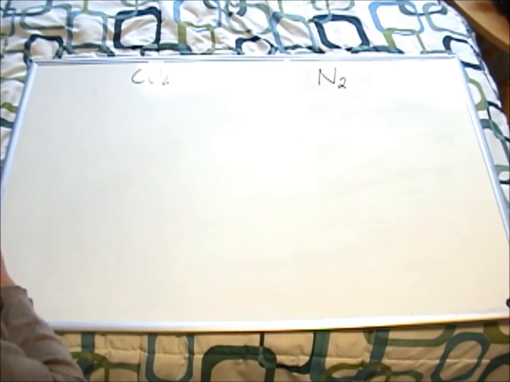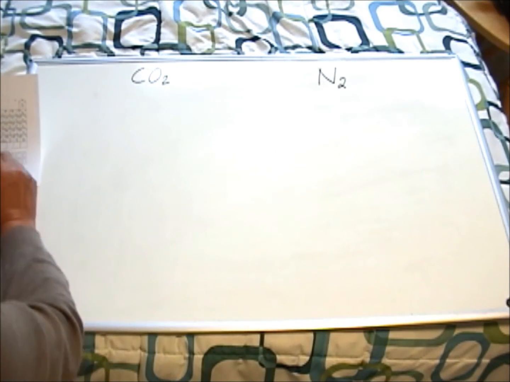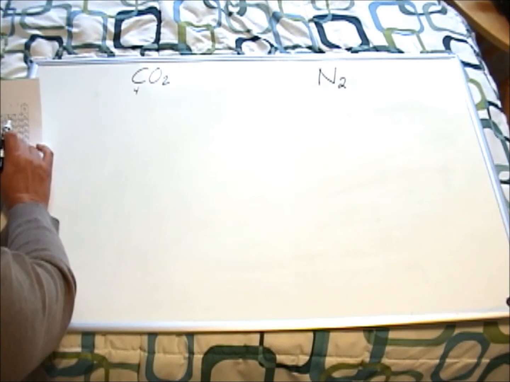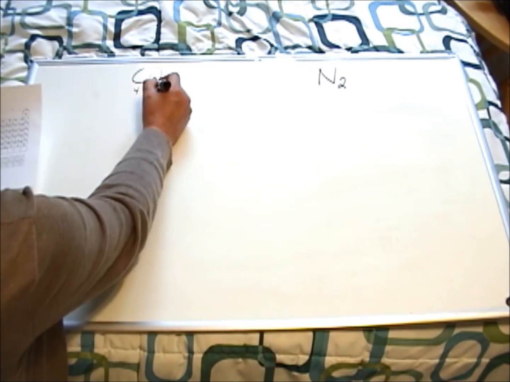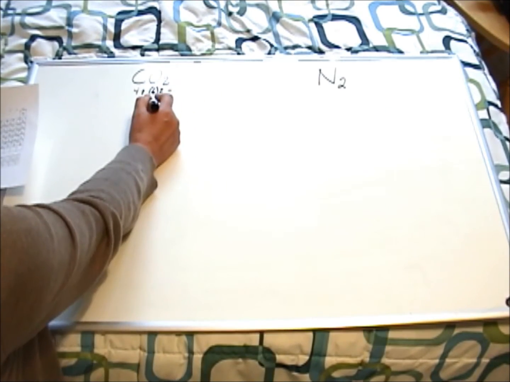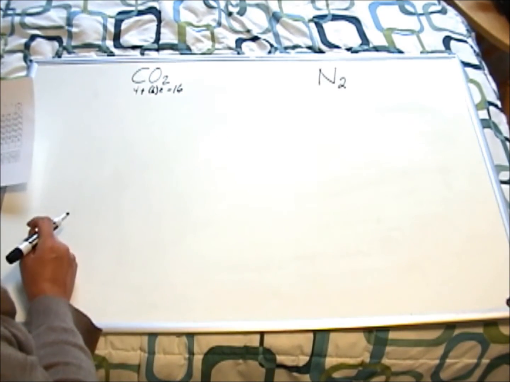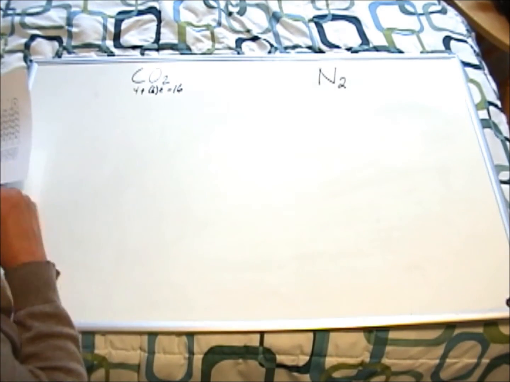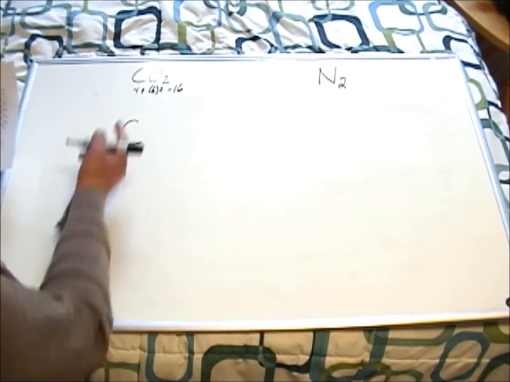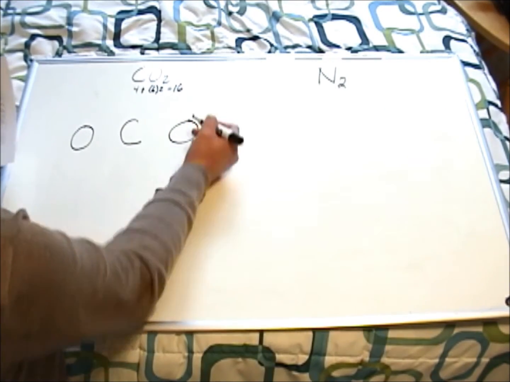All right, so step 1 is use your periodic table and find out how many valence electrons you have. So here's carbon. Carbon has 4. There's oxygen. It has 6, but there's 2 of them. So 6 times 2 is 12, plus 4 is 16. All right, step 1, valence electrons. Step 2, central atom. Well, that would be my carbon. And then I put my other elements on the other side, so oxygen and oxygen.